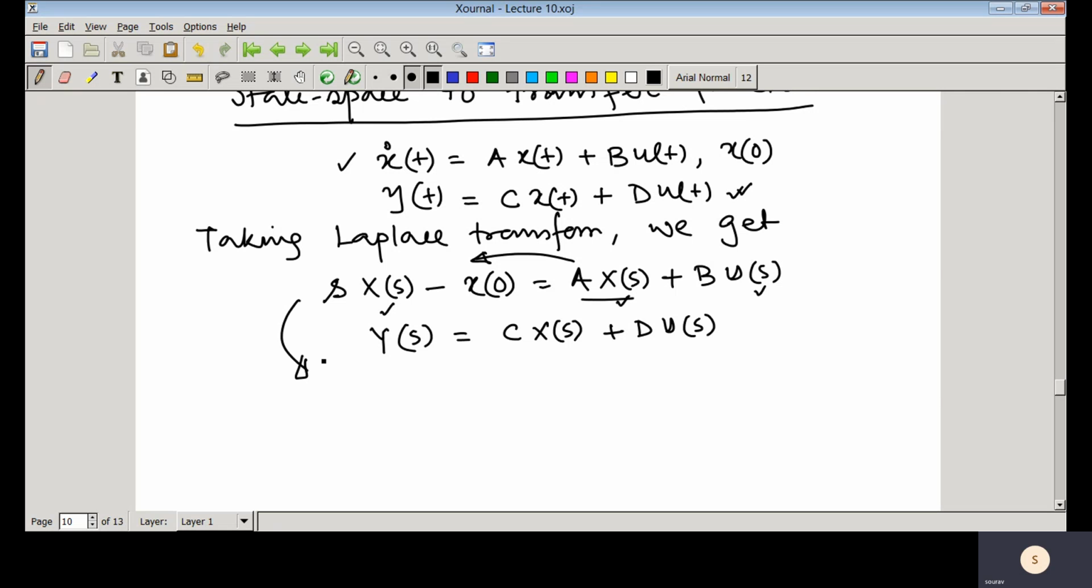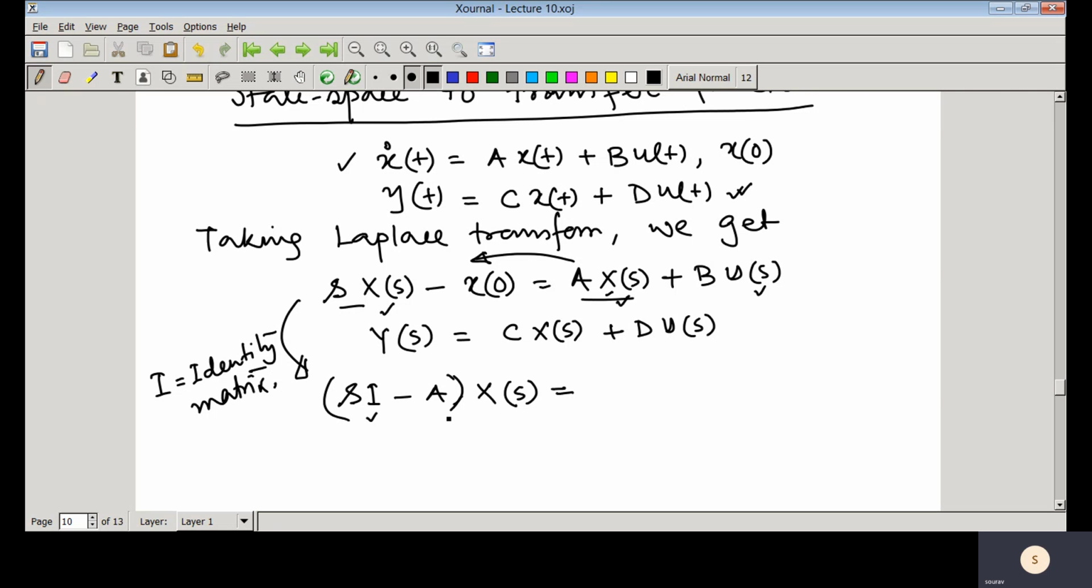Now if you simplify this one, that is (sI minus A), you note down this one. As they are vectors, if you take common X(s) from this term and this term, after taking that term to the left, that would be s into I, where I is the identity matrix with compatible dimension.